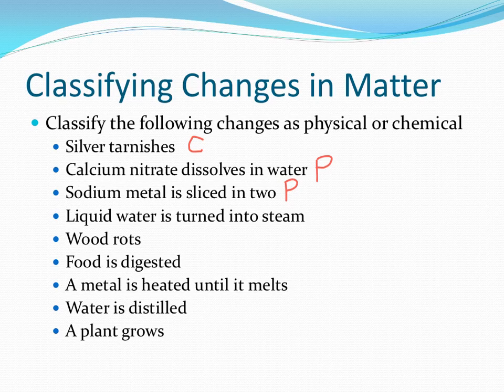Liquid water is turned into steam. This is a phase change. All phase changes are physical changes. Now, I had liquid H2O, I boiled it, and I have gaseous H2O. It's still H2O before and after.